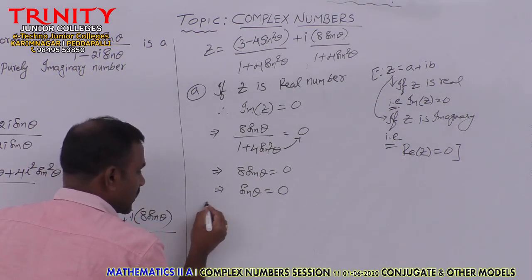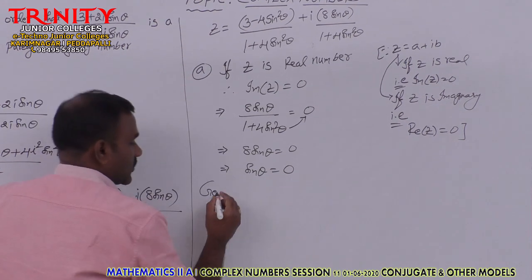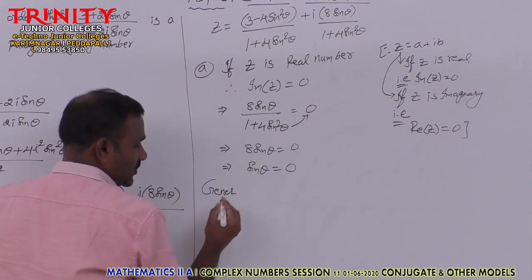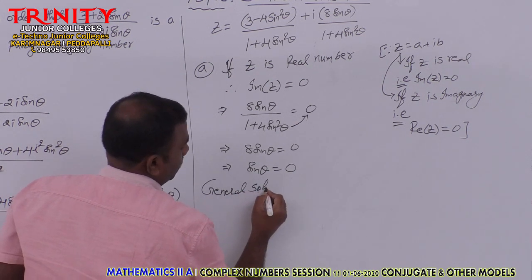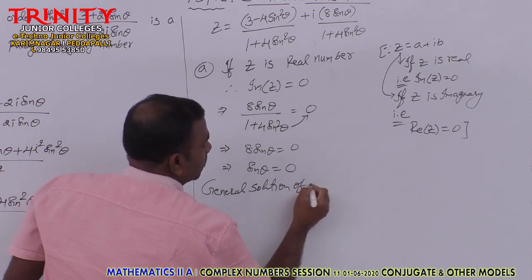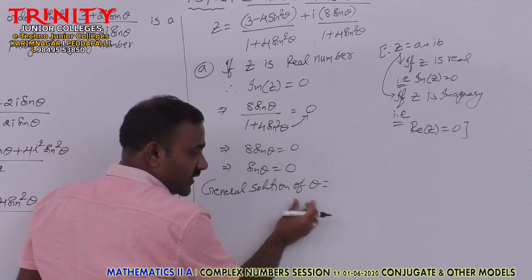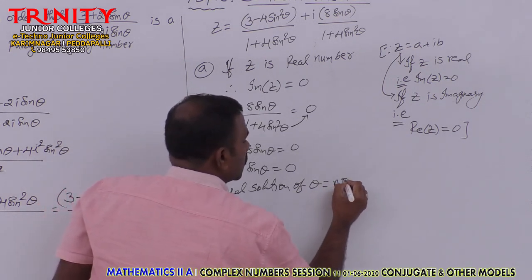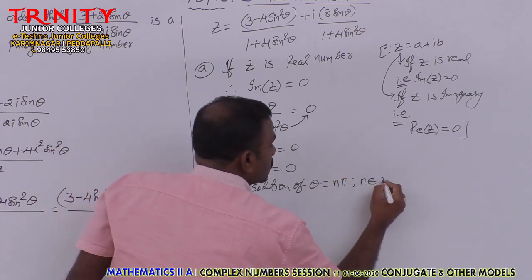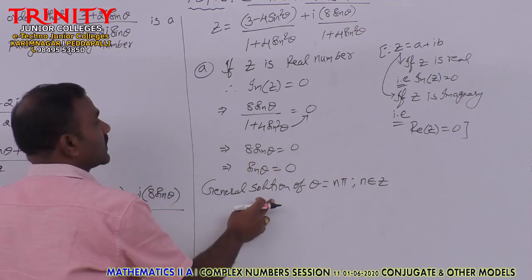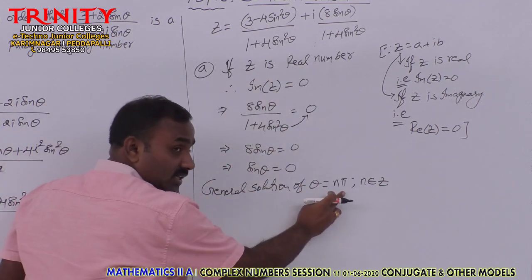What is the general solution? From first year trigonometric equations, the general solution of theta: if sine theta equal to 0, then the general solution of theta is theta equal to n pi, where n belongs to Z. If z is real, then the values of theta are n pi.